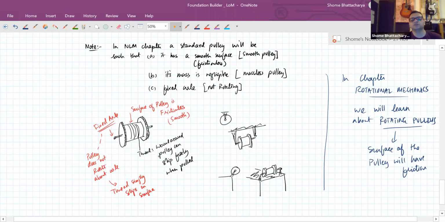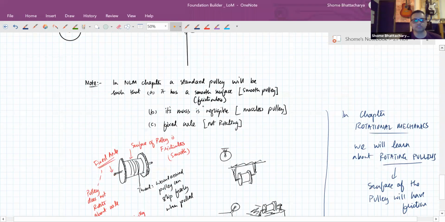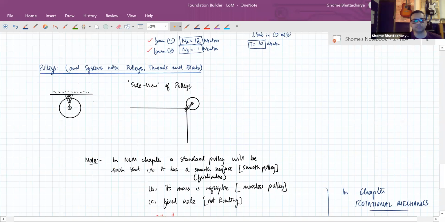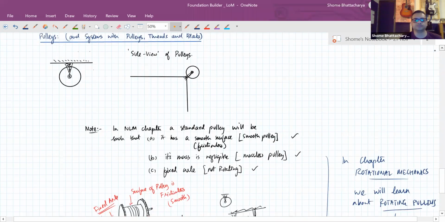In this chapter, always, even when the question is not explicitly telling you that it's a smooth pulley with a fixed axle, you have to assume that it's a standard pulley. So as a standard pulley, it will have these properties, that it will be smooth, it will be massless, or its mass will be negligible, and it will be having a fixed axle, so it does not rotate. So I'm giving you time, just note down all this properly.